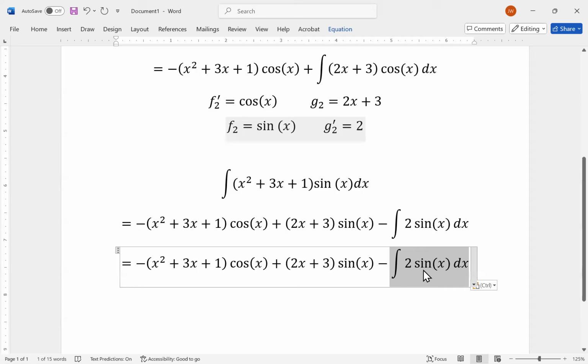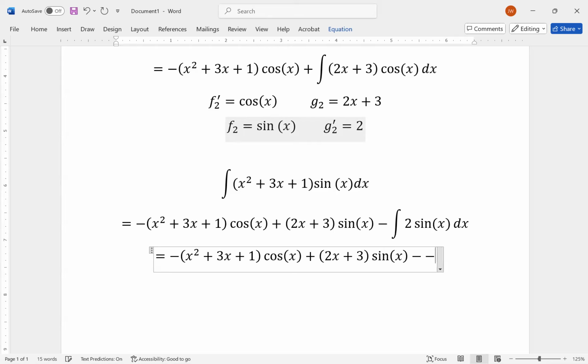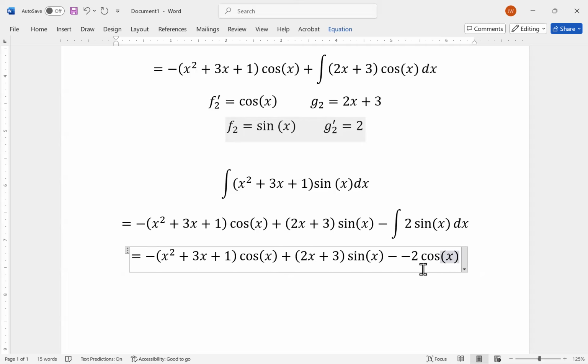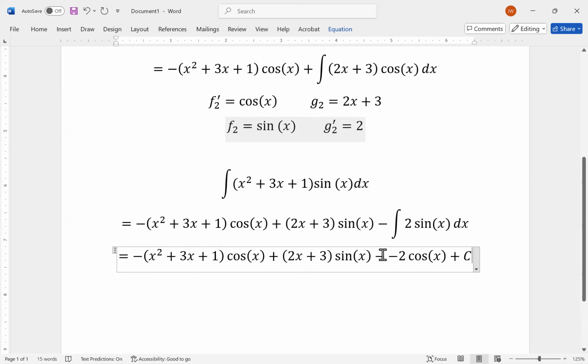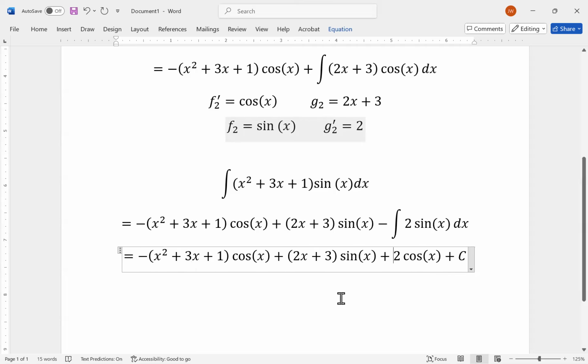Again, antiderivative of sine is a negative cosine. So I get -2 times the cosine of x. And then I always have to tack on a plus c at the end. Now, negative of a negative gives me a +2, so I'm going to get this as my final answer.